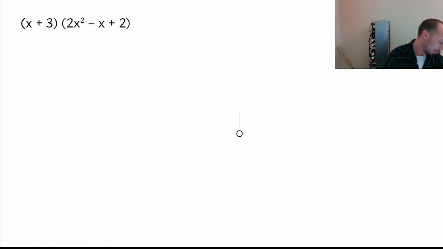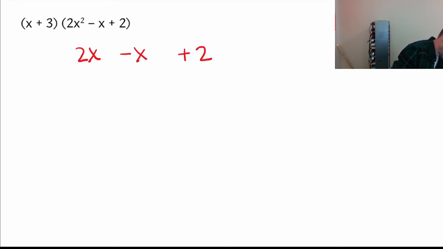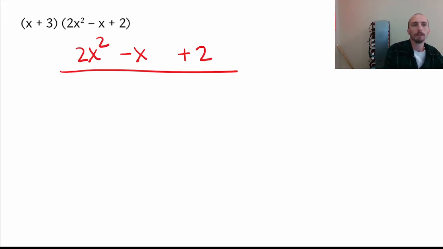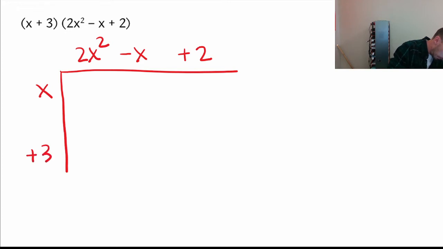Let's try another one real quick. For the sake of space, since I'm working on a wide screen area, I'll put the trinomial sideways and then the binomial vertically. 2x squared, negative x, and positive 2. I'm going to multiply that by an x and a plus 3.